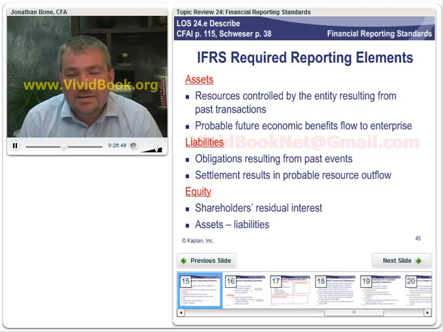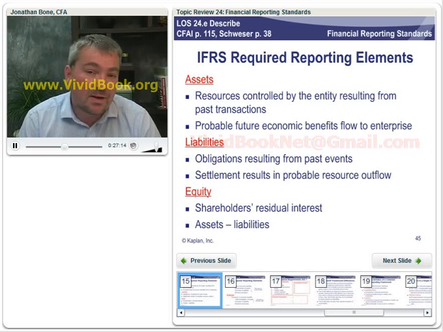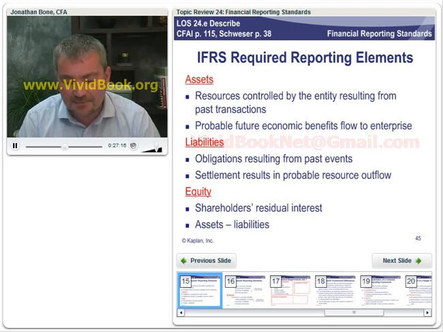Now notice here we define equity as shareholders' residual interest. Think of assets as everything the company owns and everything the company is owed. Think about liabilities as all the amounts the company owes to third parties. So if we take all of the assets, deduct the amounts it owes to third parties, i.e. the liabilities, the remainder, the residual that we have left, of course, is what belongs to our shareholders. And we're going to call this our stockholders' equity.